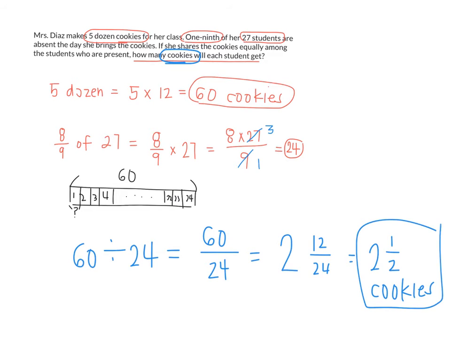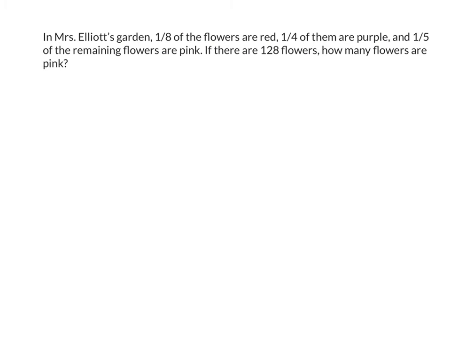Okay, very good. This question says, in Mrs. Elliott's garden, 1/8 of the flowers are red. Okay, so if I were to split her garden into 8 equal-sized pieces, one of those pieces would be red flowers. 1/4 of them would be purple flowers, and 1/5 of the remaining are pink. Is it 1/5 of all the flowers are pink? No. So this is very important.